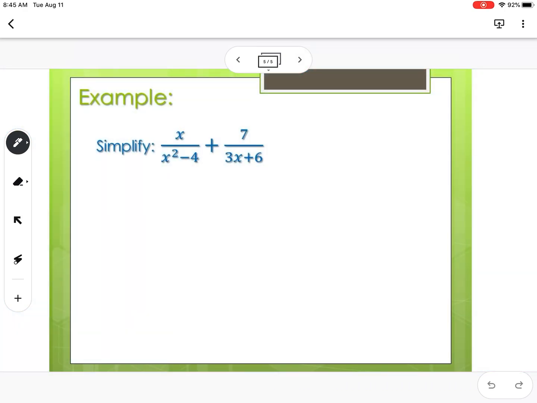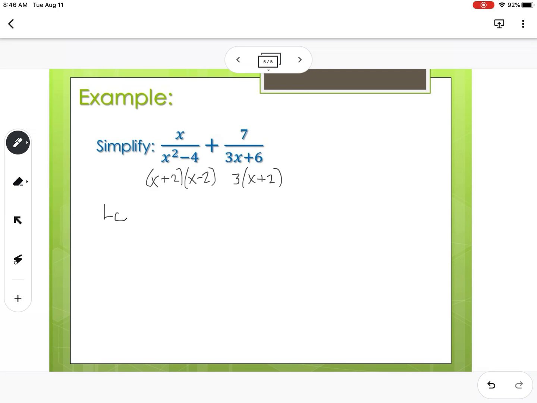All right, let's go to the last example. So first step, factor the denominators. So this is difference of 2 squares on that first denominator. GCF on the second denominator, so I can pull out a 3. I have x plus 2 left over.